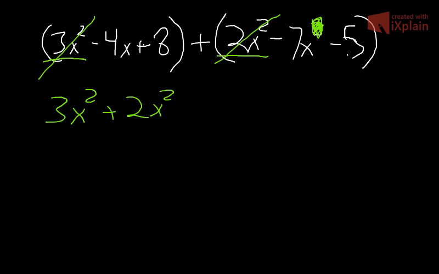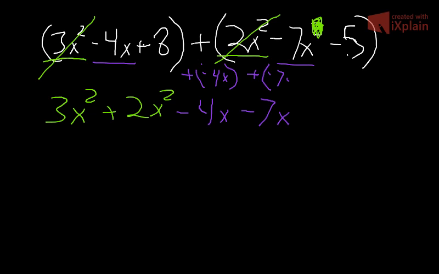All right, next let's identify the singular x terms, or the linear terms. So we have a negative 4x and a negative 7x. Once again, if you'd like to rewrite those out, you can. So minus 4x minus 7x. You can also think of that as plus negative 4x and plus negative 7x, if that makes a little more sense. And then lastly, let's identify those constant terms. So we have a plus 8 and a minus 5. And you can think of that as plus 8 plus a negative 5.